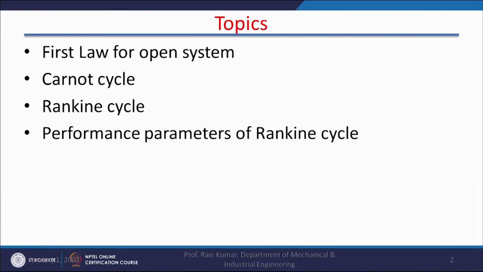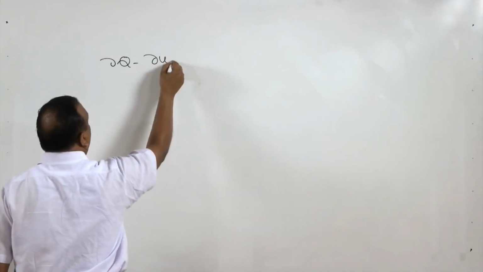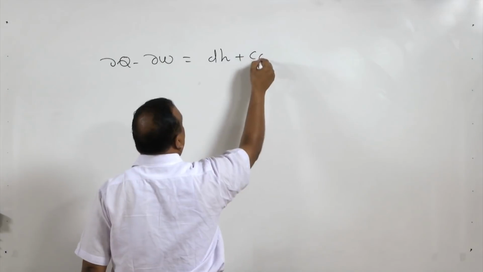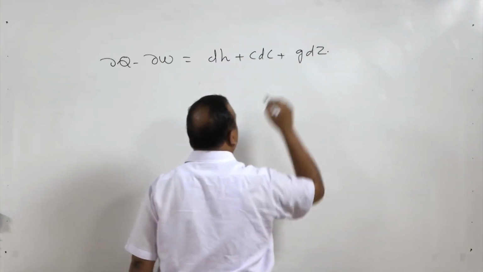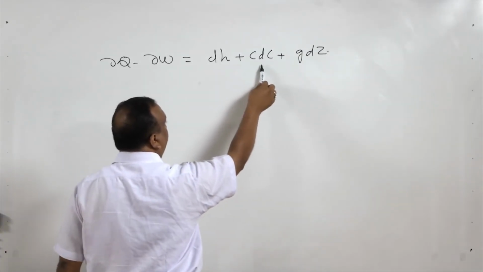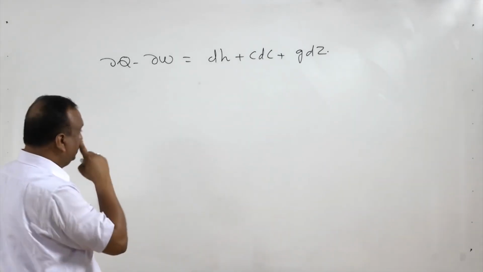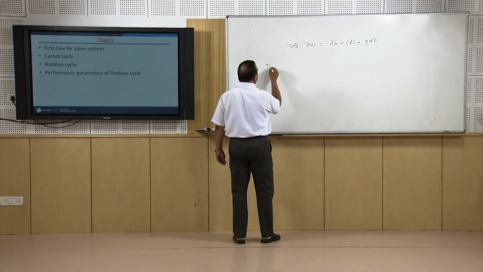The first law for an open system states that del Q minus del W is equal to dH plus CdC plus GdZ. CdC is the change in kinetic energy, GdZ is the change in potential energy, and dH is the change in enthalpy. We will take the case of the turbine first of all.